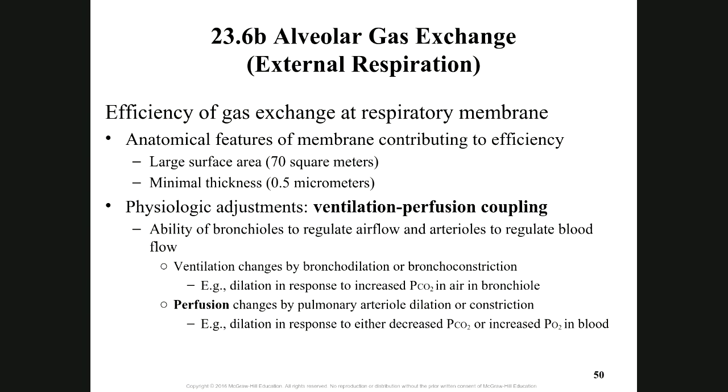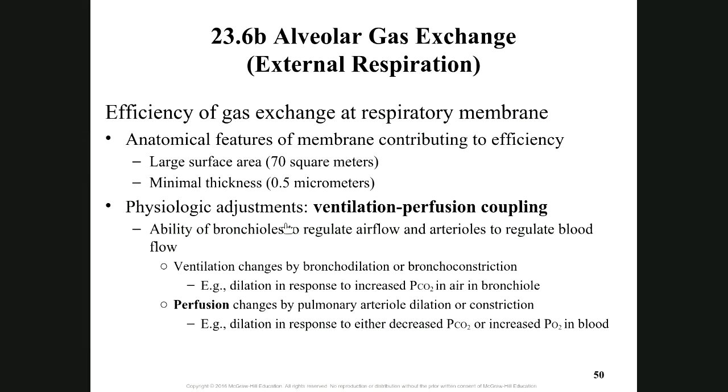Some factors can affect the alveolar gas exchange. One of them is the anatomical feature of the respiratory membrane. It's very important for the efficiency of gas exchange. When we have large surface area, we have more exchange. When we have minimal thickness, we have more exchange. The normal and good surface area is 70 square meters, and the minimal thickness is 0.5 micrometer. When we have these two factors, our gas exchange can be the best.